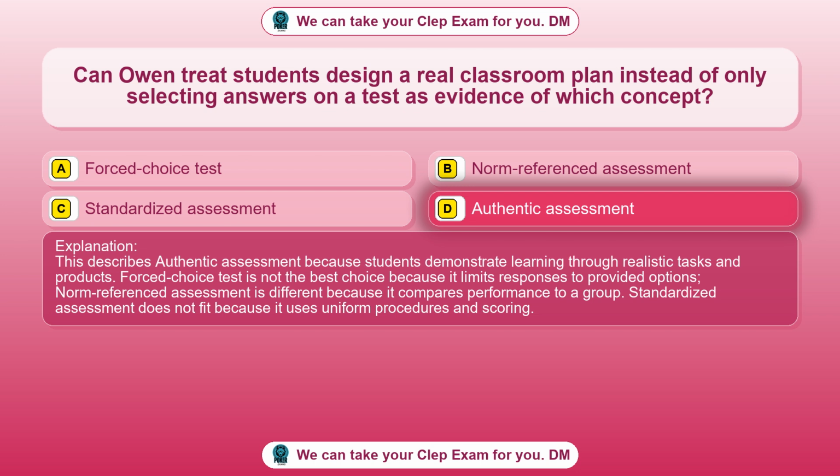Forced choice test is not the best choice because it limits responses to provided options. Norm-referenced assessment is different because it compares performance to a group. Standardized assessment does not fit because it uses uniform procedures and scoring.